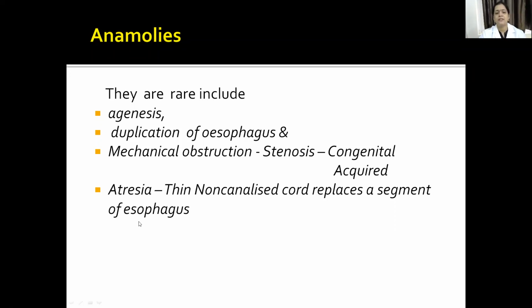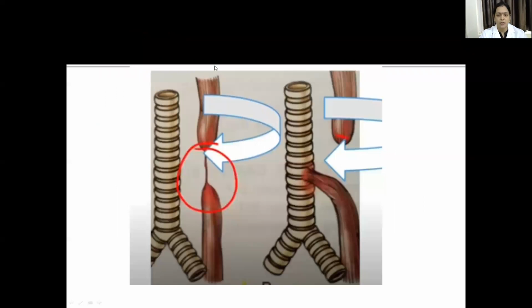Then there can be atresia. It can be a congenital lesion. Atresia can be found just as the newborn is born, because if there is a thin tube, when you try to feed the baby, the baby cannot ingest the milk you have given, and there will be difficulty in breathing because it may be related to the respiratory tract. So what is atresia? Atresia is a thin non-canalized cord replacing a segment of the esophagus. Here you can see the trachea, the esophagus, and the thin non-canalized esophageal tube.